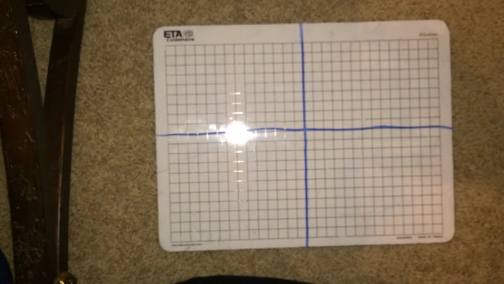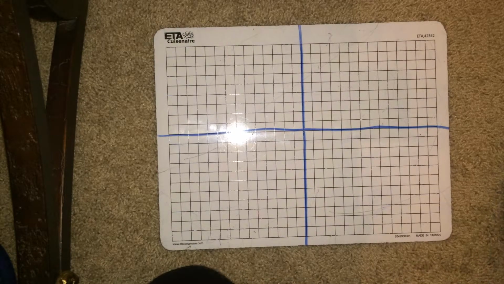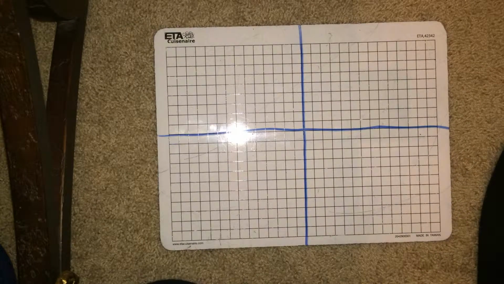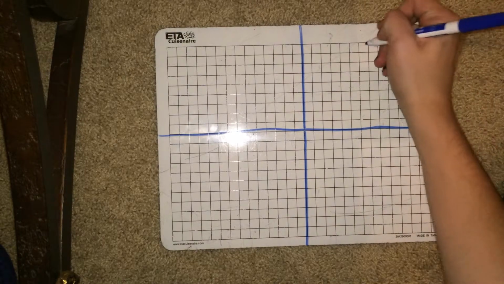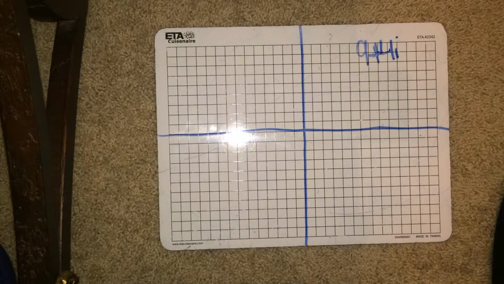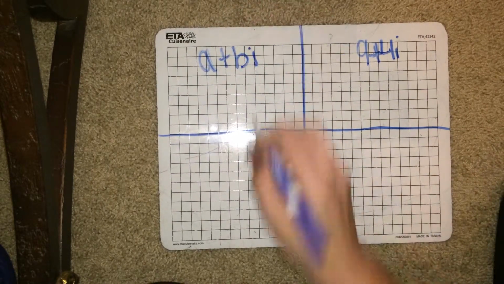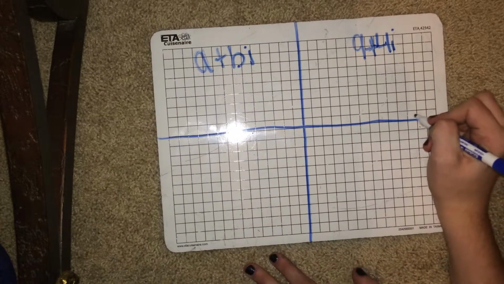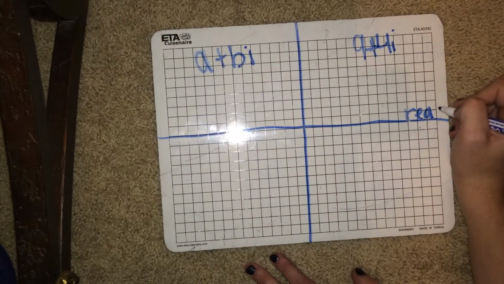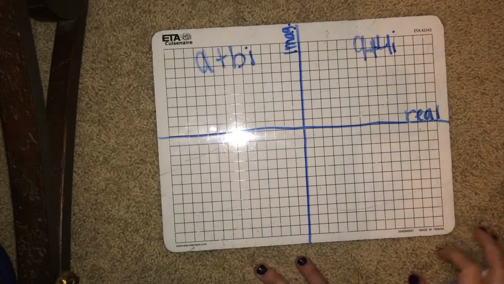So with that being said, what we're going to first do is plot the complex numbers so we know where he has to call in order to hit Jimmy's battleships. The first one is 9 plus 4i, in the standard form a plus bi, where a is the real number. So remember that the x is the real axis and the y is the imaginary axis.